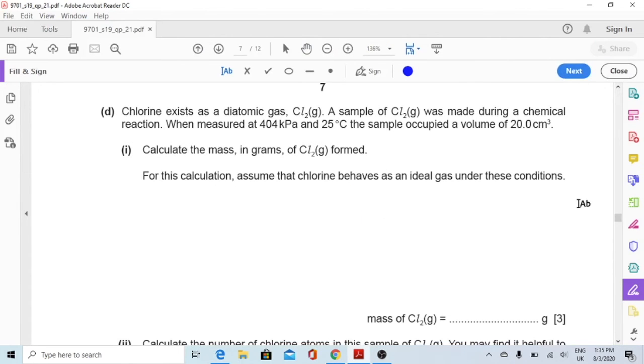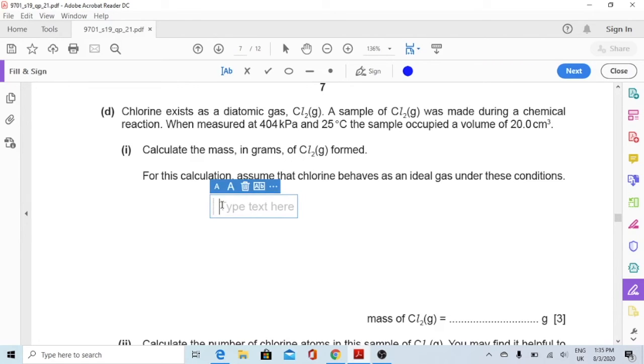Part D, chlorine exists as a diatomic gas. A sample of chlorine was made during a chemical reaction. When measured at 404 kilopascal and 25 degrees Celsius, the sample occupied a volume of 20 centimeter cube. Part 1, calculate the mass in grams of Cl2 formed. For this calculation, assume that chlorine behaves as an ideal gas under these conditions.